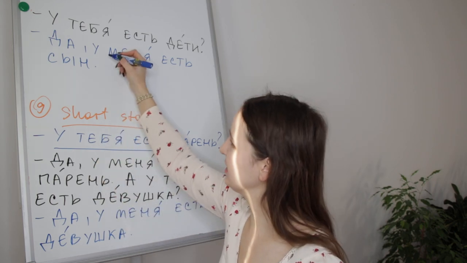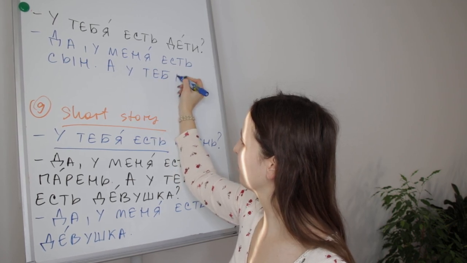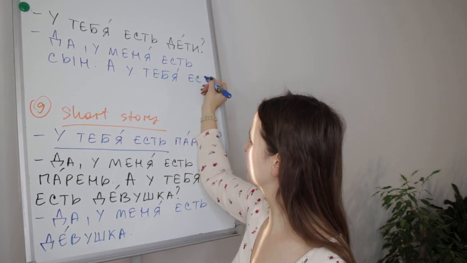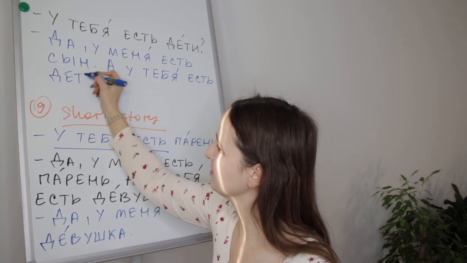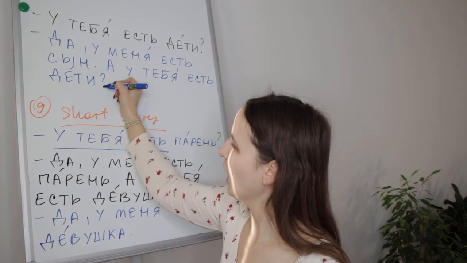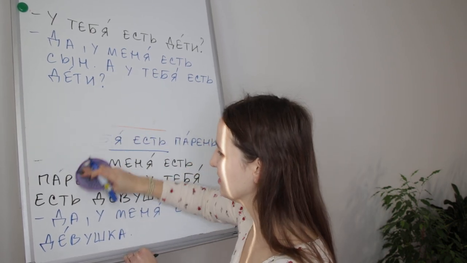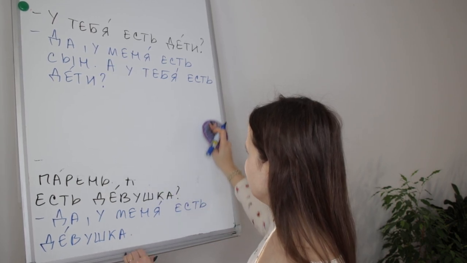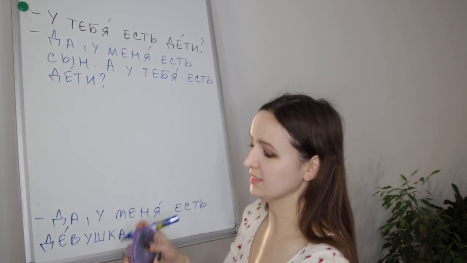А у тебя есть дети? Дети. And what about you? Do you have kids? А у тебя есть дети?